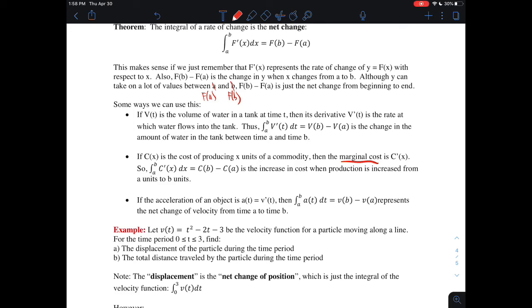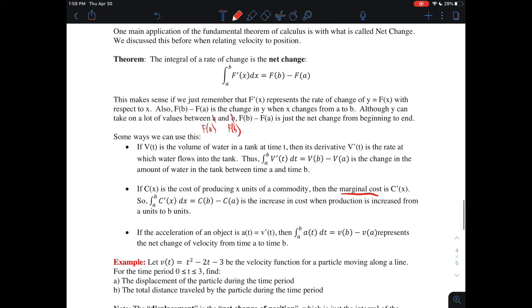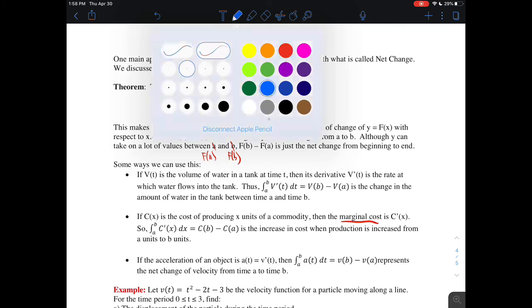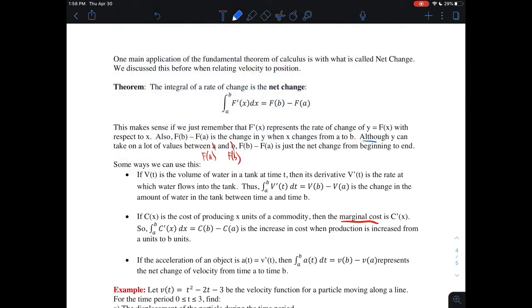So let's look at an example similar to something that we've seen before with velocity and position. But what I like about this example is it's going to make sense of something that I said up here. Although we can see some variation, the net change just shows us what happened from beginning to end.